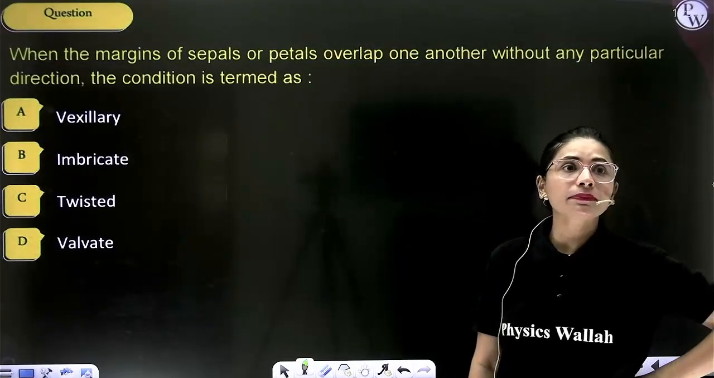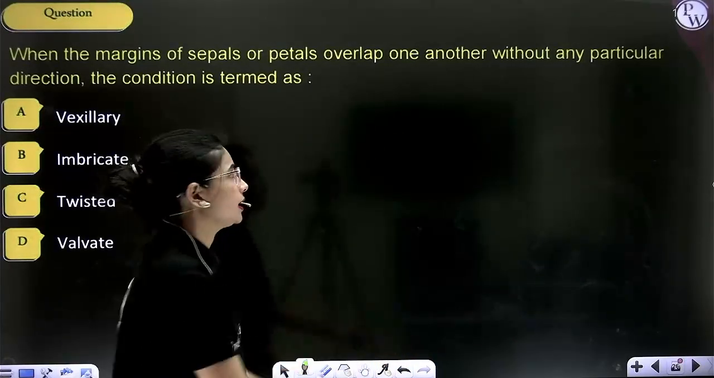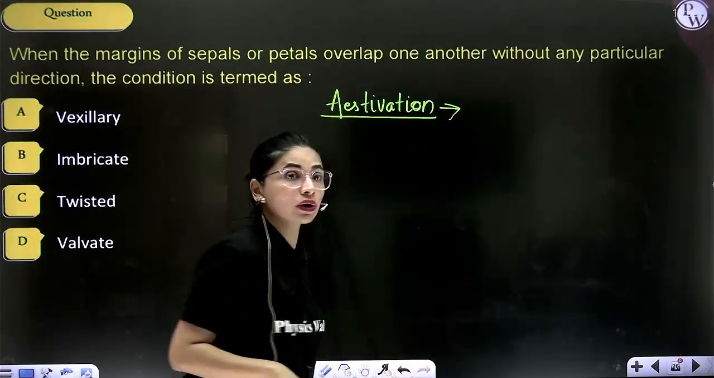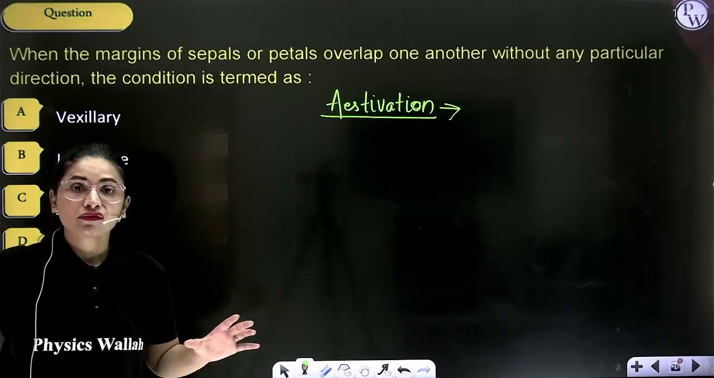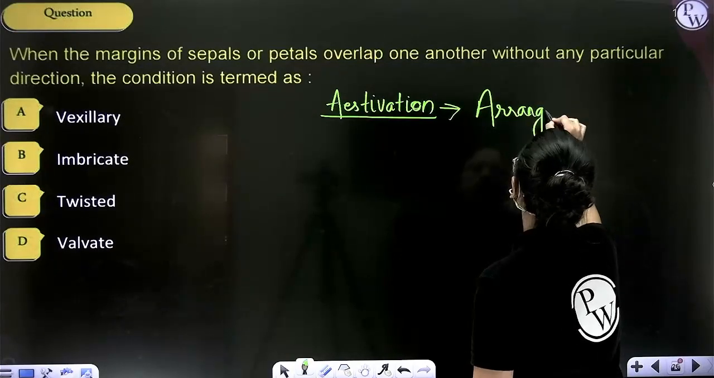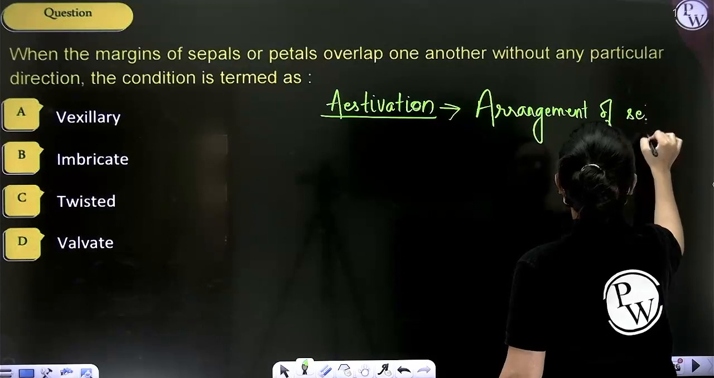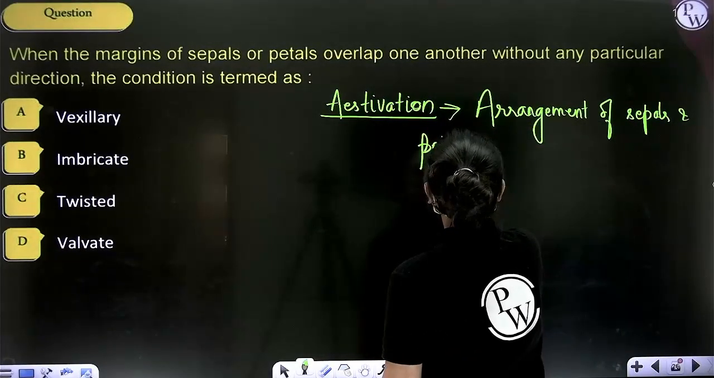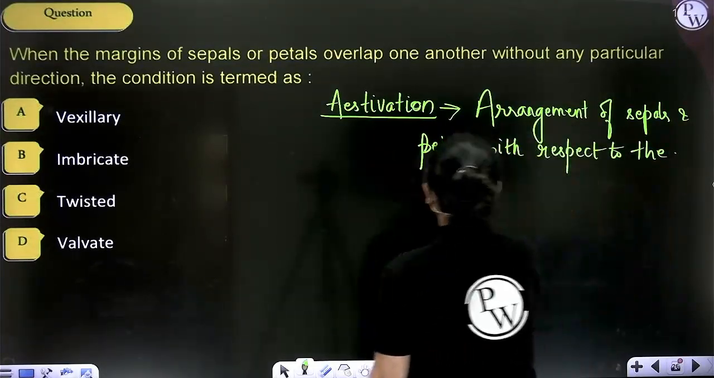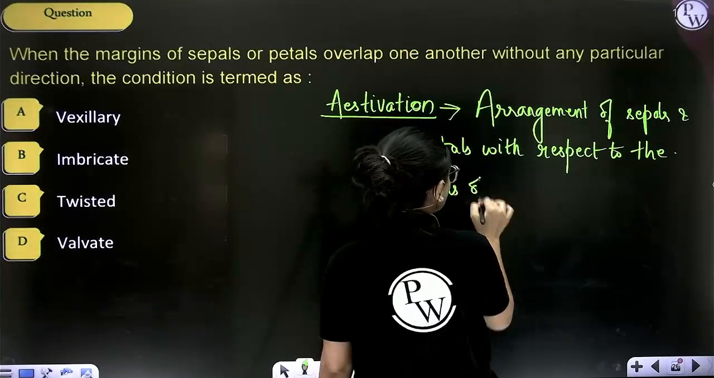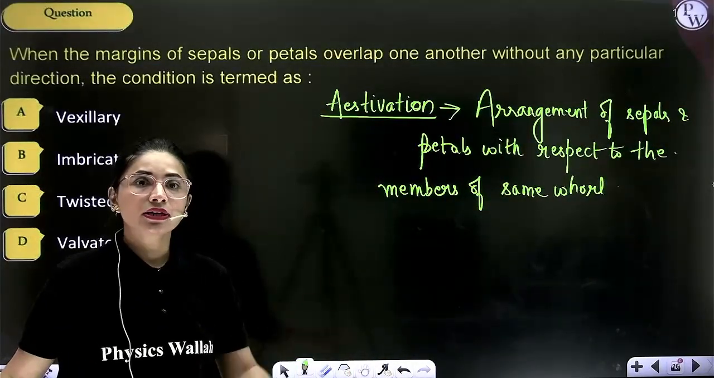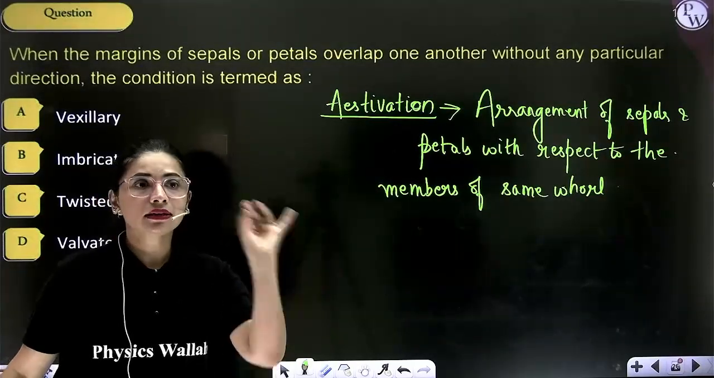Which of the following is when the margins of sepals and petals are overlapping without any regular direction? Now this is actually talking about aestivation. What is aestivation? Arrangement of sepals and petals with respect to the other members of the same whorl. Clear? Now there is valvate, imbricate, vexillary and twisted aestivation.